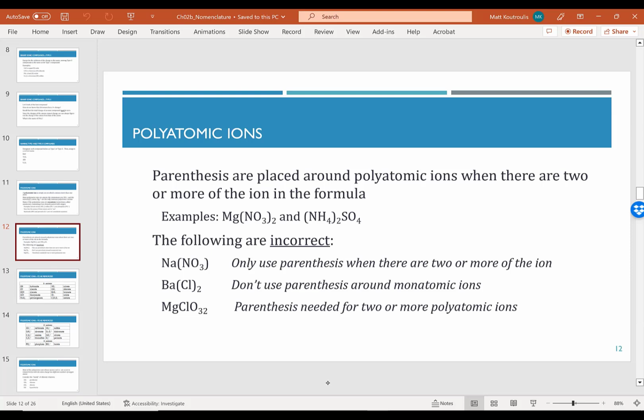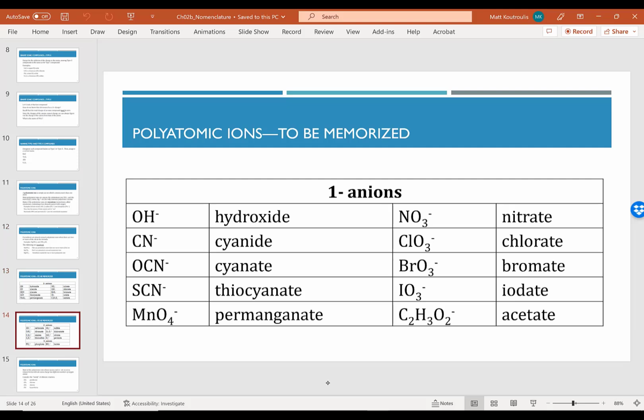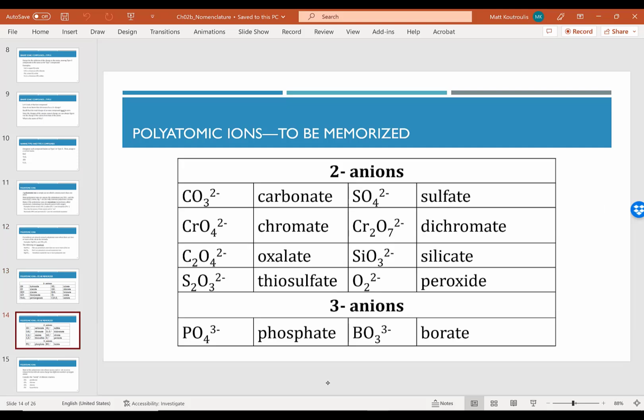And then this example, MgClO32, should seem obviously wrong because there's no 32 on any of these things. What did they mean? They meant ClO3 in parentheses with a 2. You do agree the way that's written technically does say oxygen 32, right? Yeah, so we don't do that. So these again are in your notes, all the most common polyatomic ions.